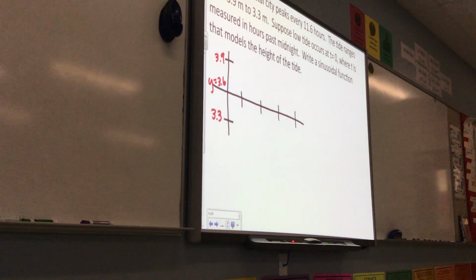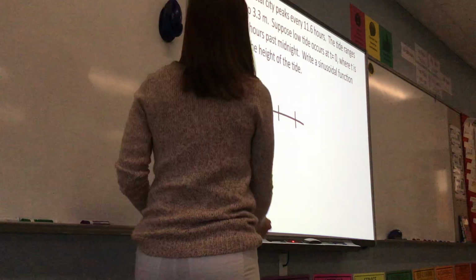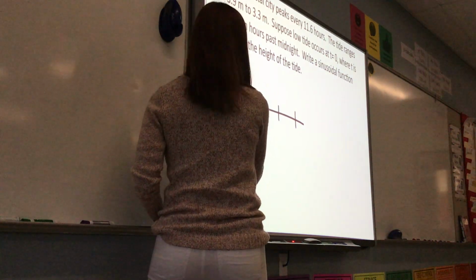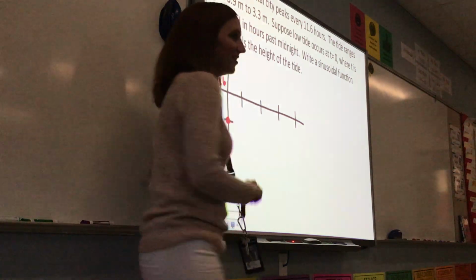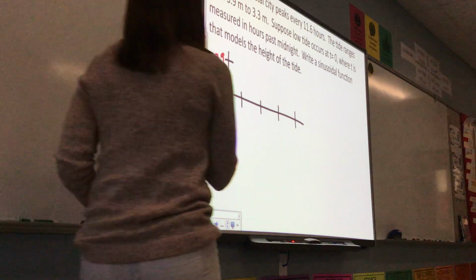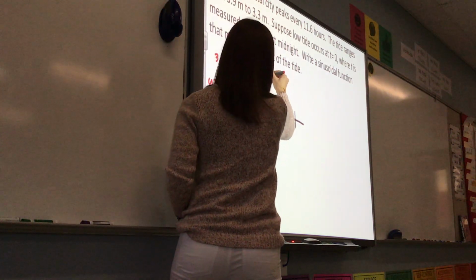Okay, where else can we put things? It's a negative cosine. Where t equals 0, x equals x, and then you can infer that it's going to start at 3.3 because low tide is low. Good, and I know low tide's here. Then after a minimum, where do I always go? 0. And then up to your max.